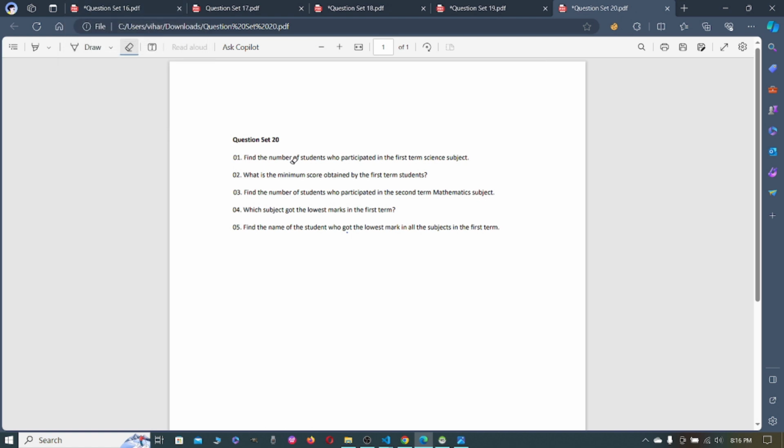I'm using the same scenario that I used in question set 16. Let's see the first question. Find the number of students who participated in the first term science subject. As you can see, they asked for a number, so we have to use the count keyword.